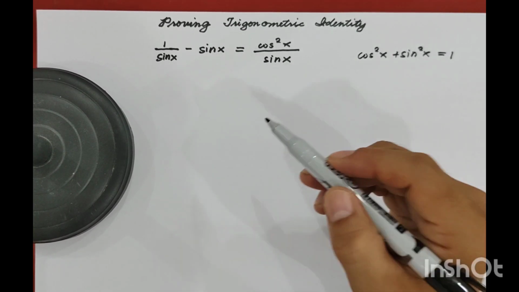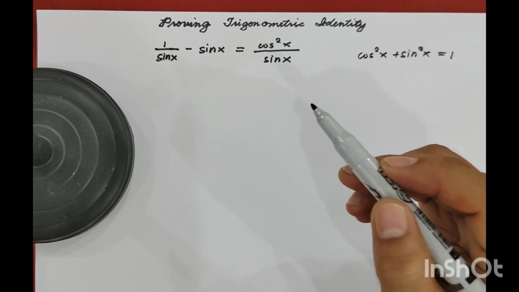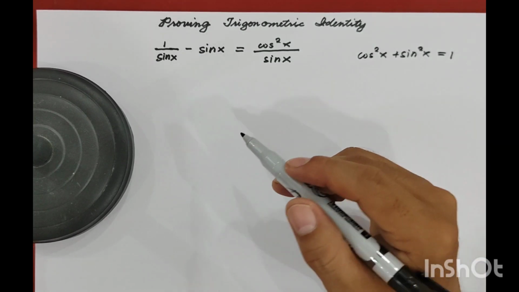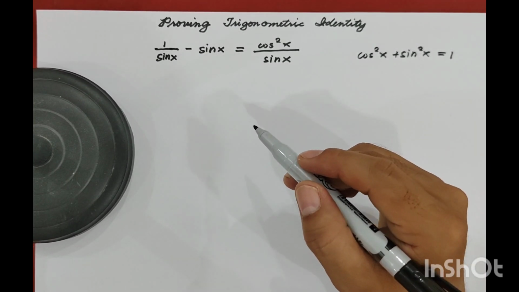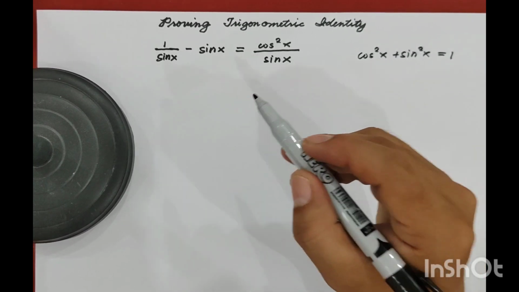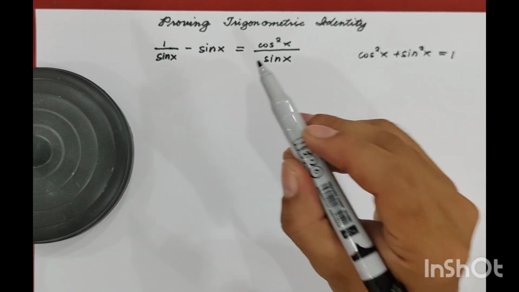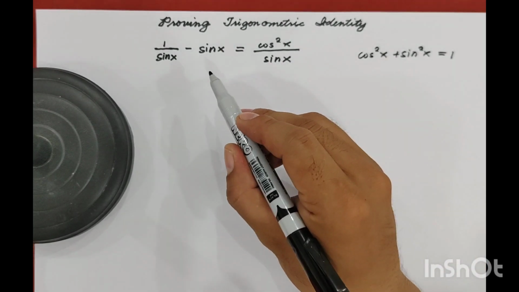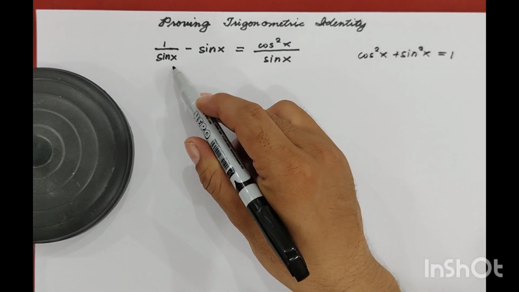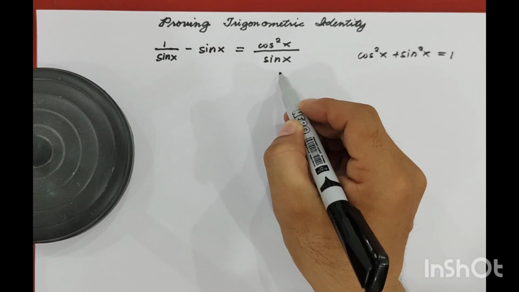So proving trigonometric identities, guys, is not the same as solving equation. Okay? So our goal here is not to solve the equation. Rather, we are going to prove the given equation. So we are going to show that the left side of the equation is equal to the right side of the equation.